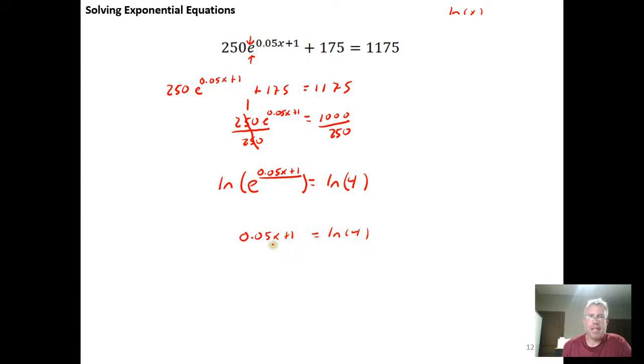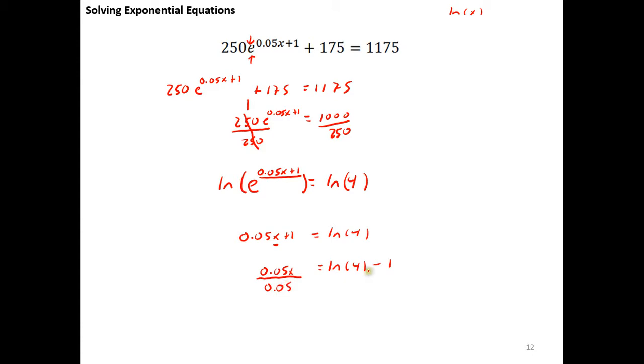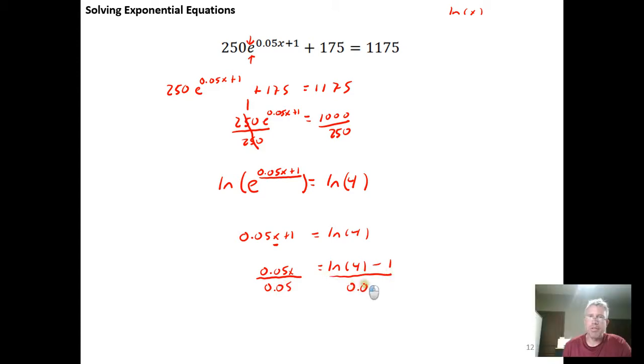And now we can isolate x by subtracting 1 from both sides. And then we can divide both sides by 0.05. That's going to give us x equals (ln 4 minus 1) over 0.05. If I were being asked for the exact answer, this is it.